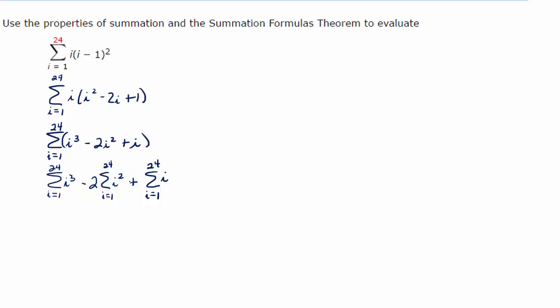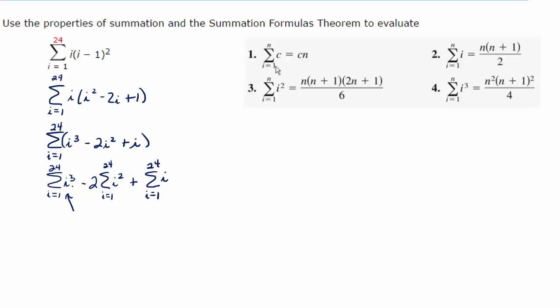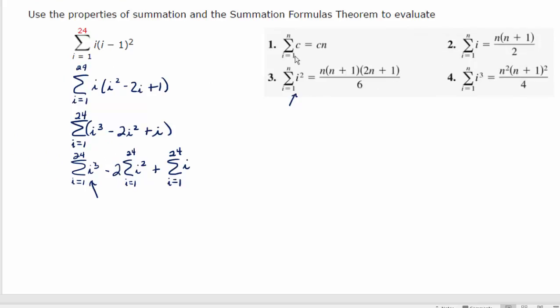And this is what we're going to apply the formulas to, because we have a formula for i cubed, we have a formula for i squared, and we have a formula for i. When you're going to apply these formulas, make sure they fit exactly. You'll notice the formulas start with i equals 1, and we have i equals 1 in each of our sums. However, that's not always the case, and you might need to compensate slightly. Since we have an exact match, we can go ahead and replace the sum i equals 1 to 24 of i cubed with what that is equal to.